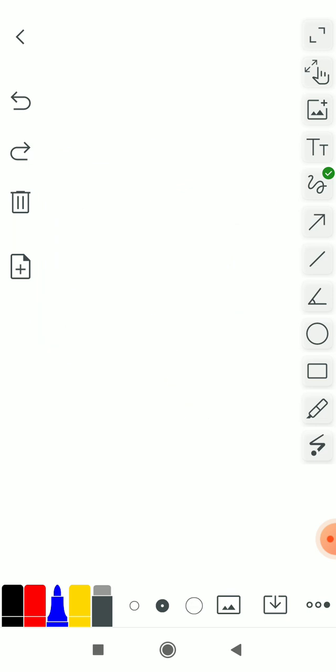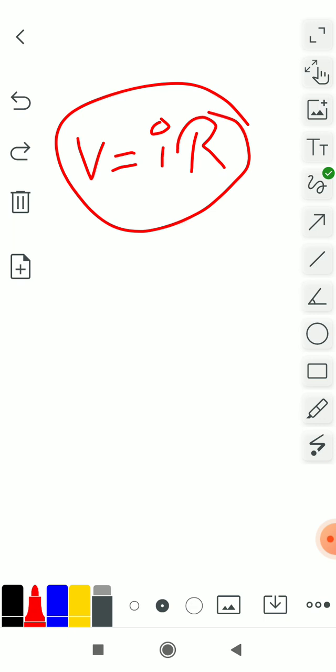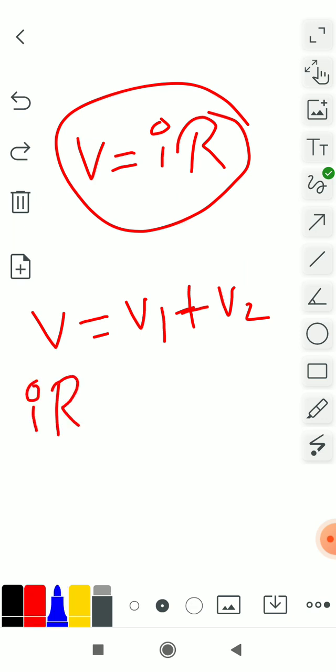Now the formula we know for Ohm's law is voltage equals current into resistance. We will discuss Ohm's law in detail in another video. Now suppose two resistances are connected in series. We know that voltages will be added in series combination, and voltage equals current into resistance.